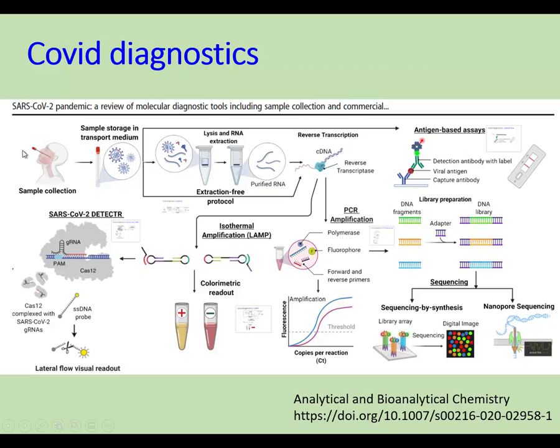At the beginning, we start off with sample collection. This is done by nasopharyngeal swab most commonly, the swab which is put into the back of your throat and up your nose to take a sample of cells which you expect to potentially be infected by virus.